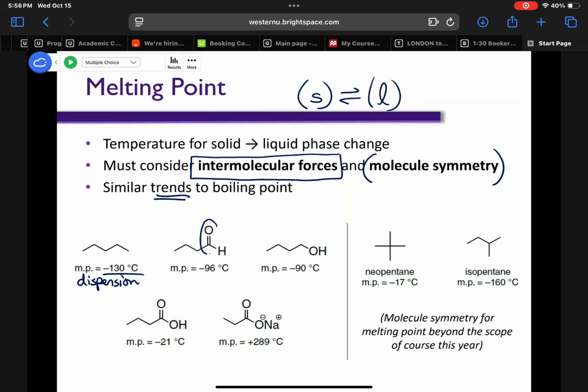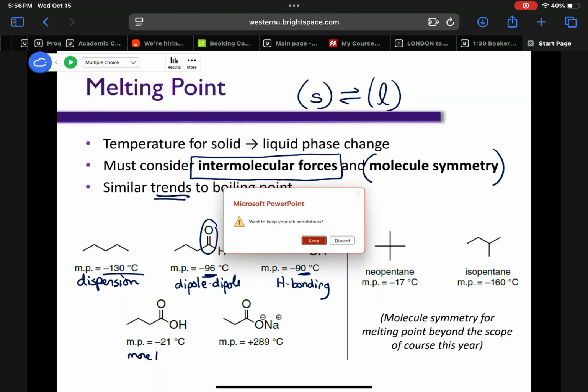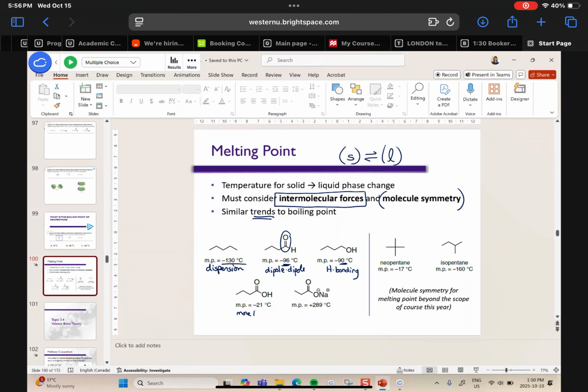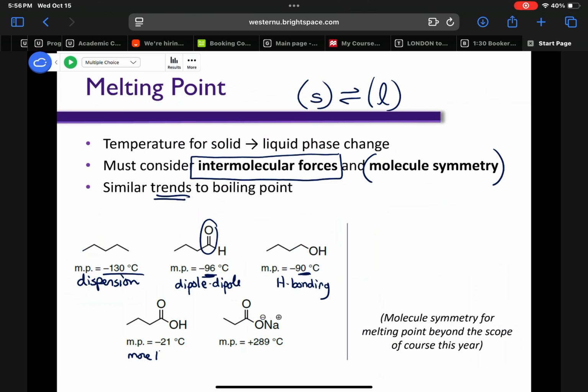Once we have dipole-dipole interactions with a polar molecule, you can see a big change there, like 40 degrees Celsius, give or take. And then once we get to hydrogen bonding, we can see a change in temperature there as well. More hydrogen bonding. And dipole-dipole.